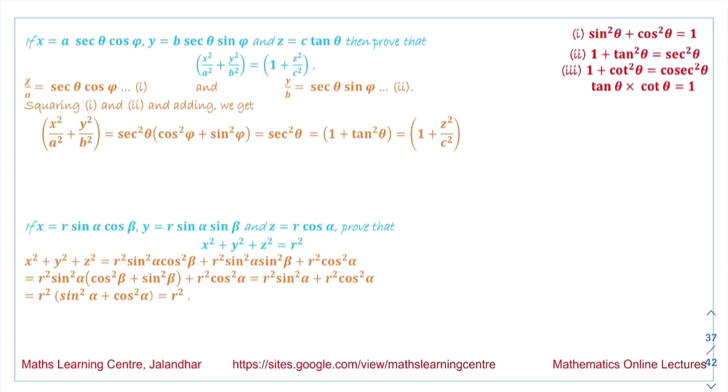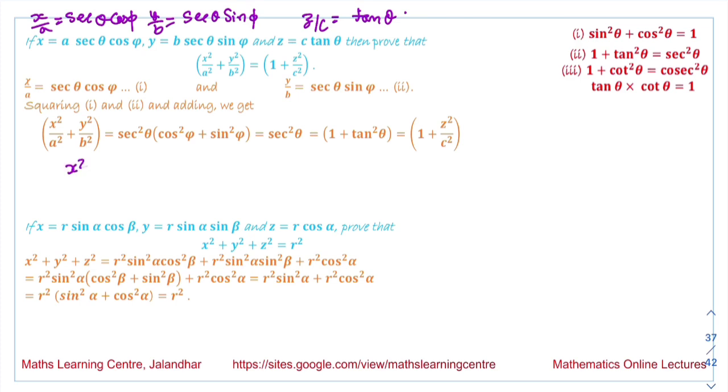So what is the value of x over a from this? We are saying this is equal to secant theta. The value of y over b we have, it is secant theta cos phi. The value of y over b we have, it is secant theta sin phi, and the value of z over c we have, it is tan theta.